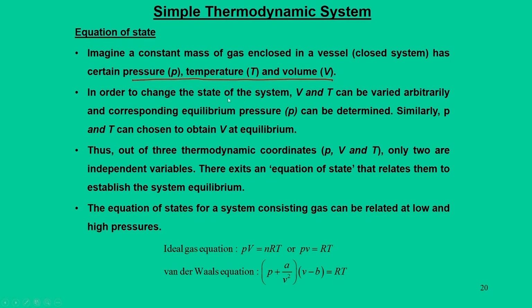So, in order to change the state of the systems, P and T can be varied independently and corresponding equilibrium volume can be determined. Similarly, V and T can be chosen to obtain P at the equilibrium. What it means? Pressure and volume, they are integrated together. That means, when there is a change in the pressure, there is a change in the volume and vice versa, and temperature can be treated as an independent property. And when we define these particular states involving pressure, volume and temperature, we call this an equation of state.